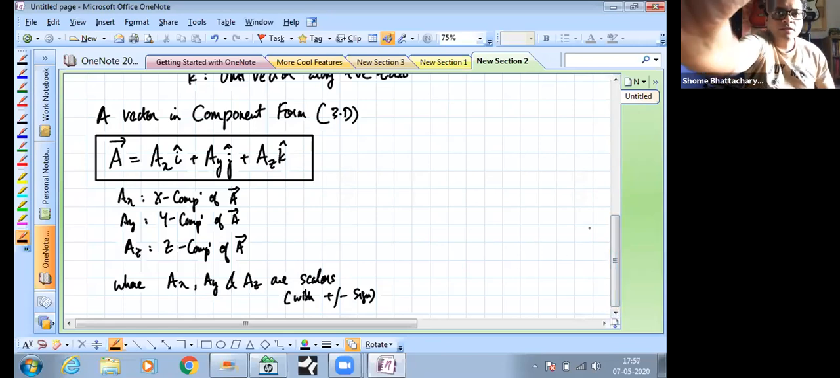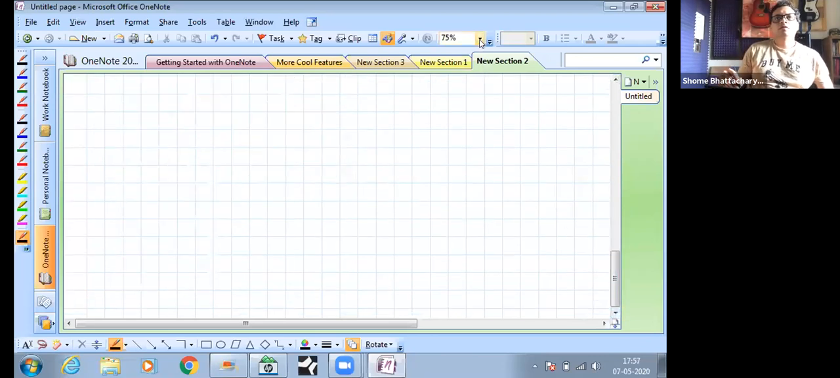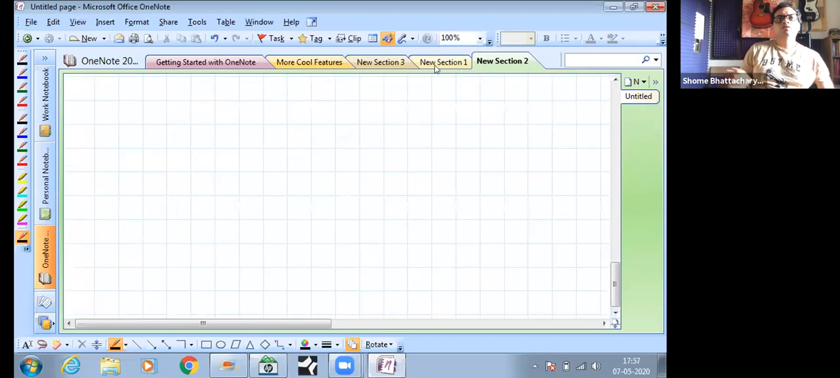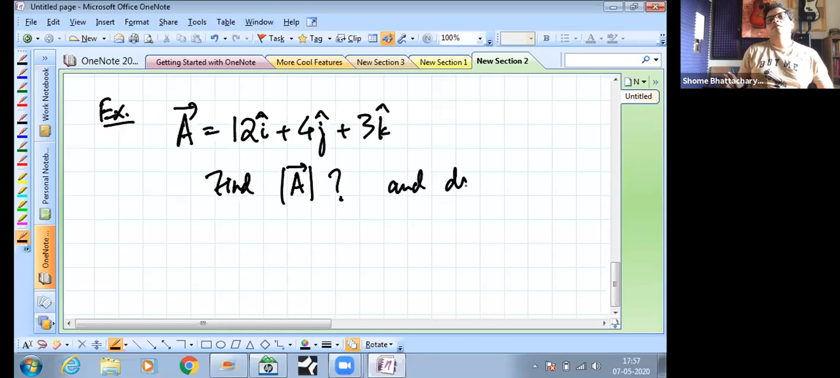All right, so coming back here, now let us try to visualize. Let's take an example to understand. Suppose we have an example where vector E is, let's say, 12 i cap plus 4 j cap plus 3 k cap. Now let us try and find out the magnitude of the vector E, and try and draw vector E.